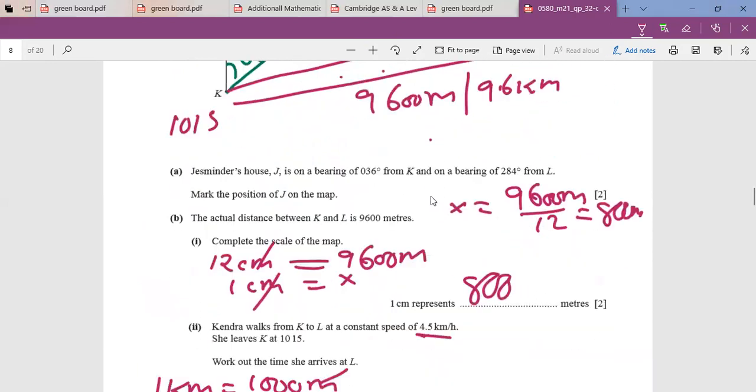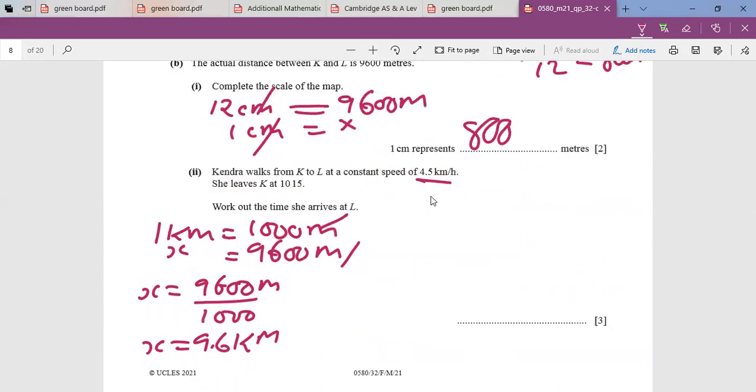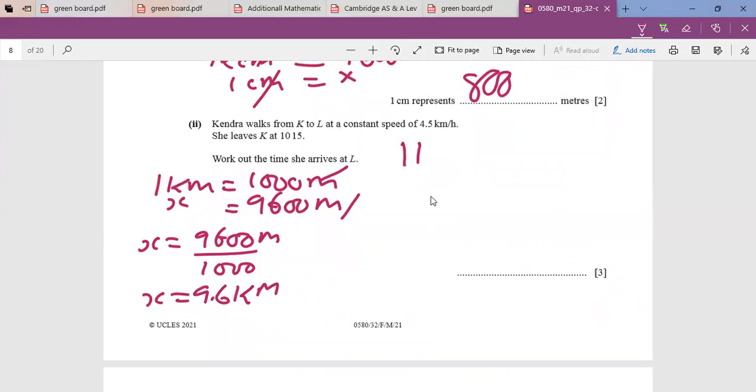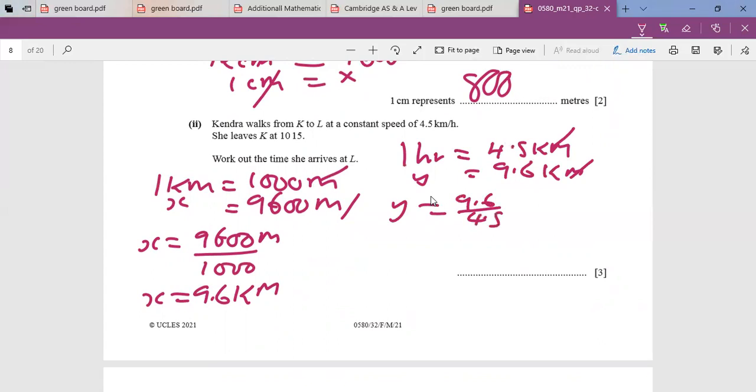But we know that according to this information, for every 1 hour, this person covers 4.5 kilometers. All right? So how long will this person take to cover a distance of 9.6 kilometers? We'll say y. So y will be equal to 9.6 divided by 4.5. Once you do that, you're going to get 2.8 hours.